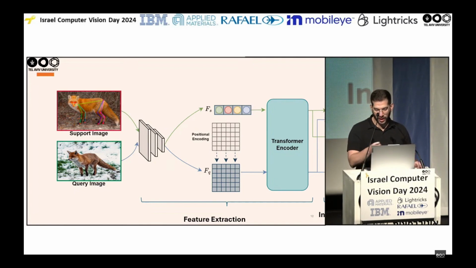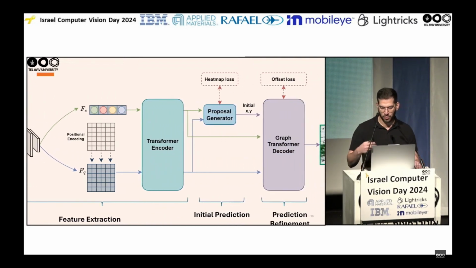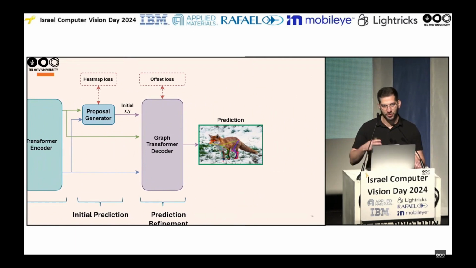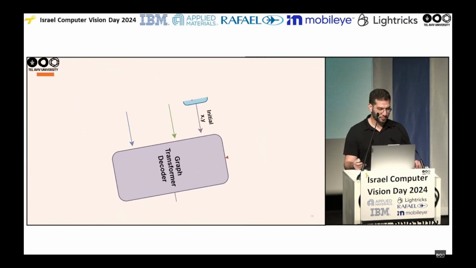Then we are left with the key point features and the query image features. We then refine this feature using a transformer encoder. And once we have the refined features, a similarity proposal generator makes an initial guess where the key point coordinates should be in the query image. And finally, a transformer decoder refines these initial guesses to predict the final key point locations.